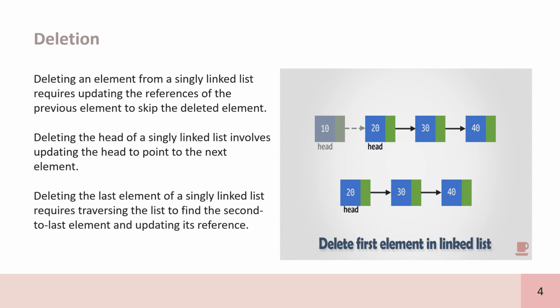Deletion. Deleting an element from a singly linked list requires updating the reference of the previous element to skip the deleted element. Deleting the head of a singly linked list involves updating the head to point to the next element. Deleting the last element of a singly linked list requires traversing the list to find the second to last element and updating its reference.